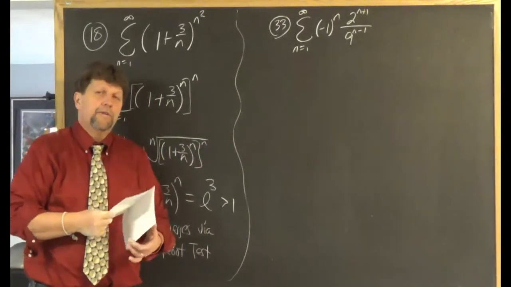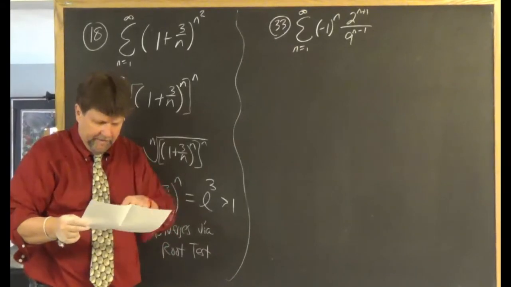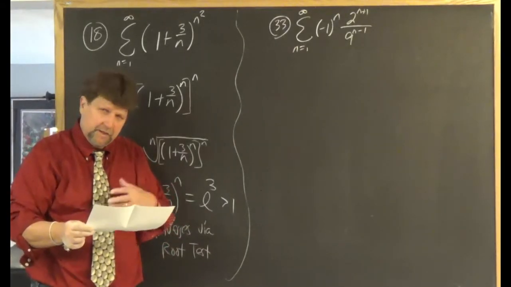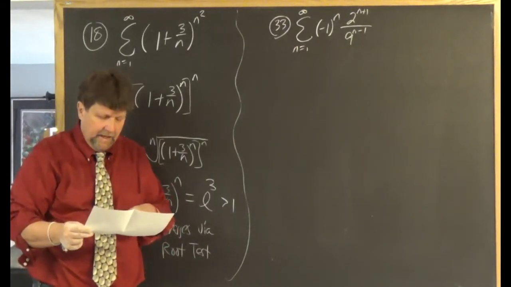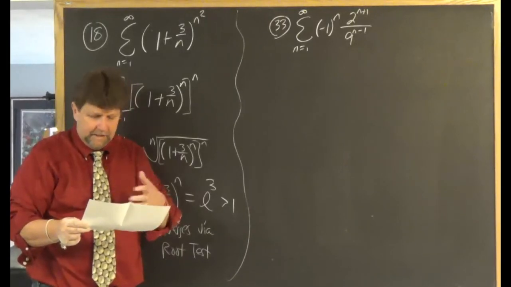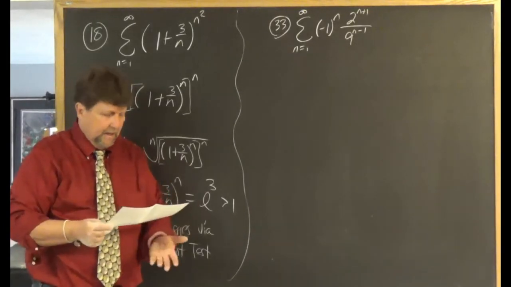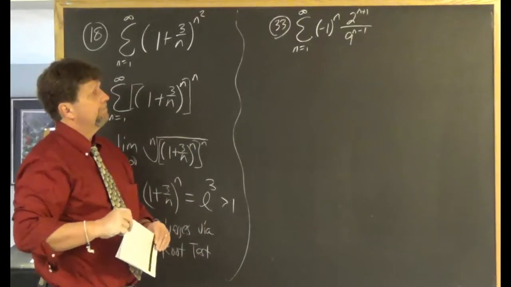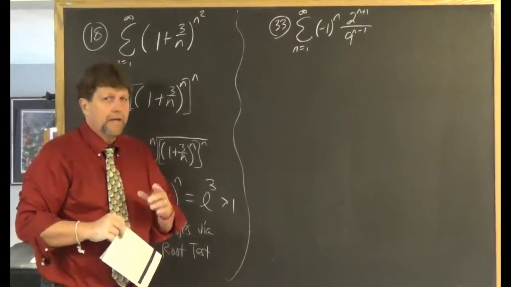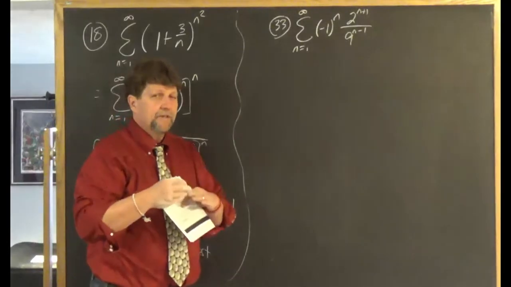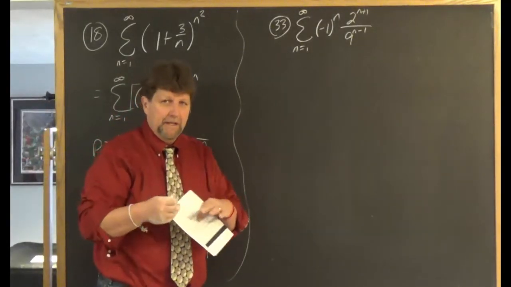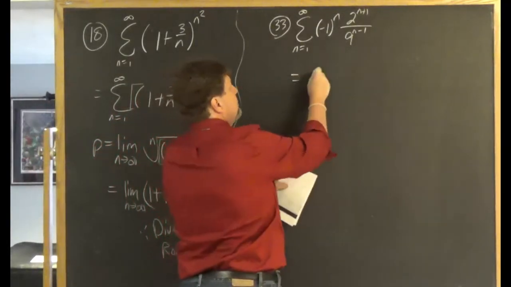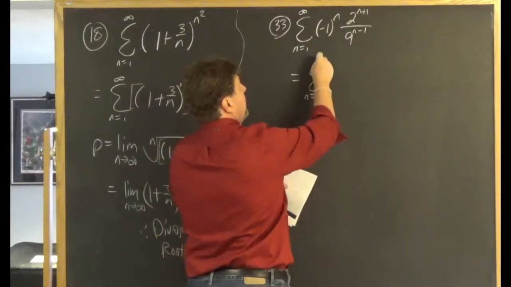All right, now number 33. Number 33, that was in that block of exercises that I think the direction said something along the lines of use any test to do this. You know what? I'm seeing just a little bit of playing around might make this an easier problem. Here's what I mean by a little bit of playing around.